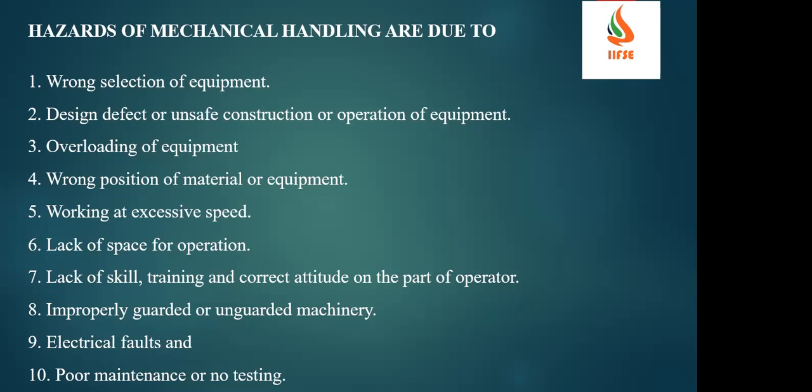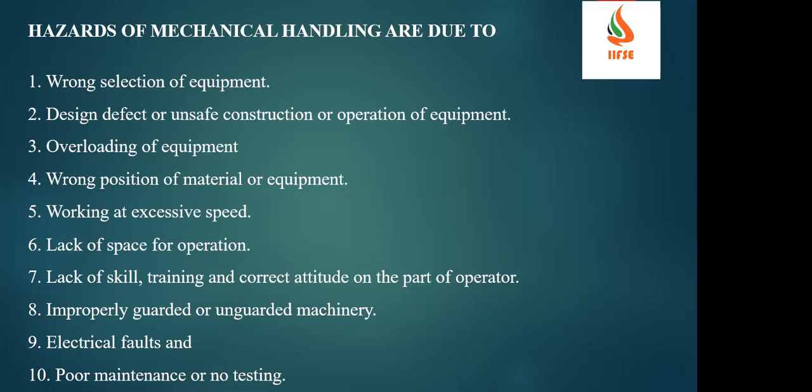For this point number 4, we can take forklifts as an example of wrong position of material. Sometimes the forklift operators, in a hurry or due to misjudgment or overconfidence, will load the job on the tip of the forks so that it may fall. Then working at excessive speed: one more example we can take from forklifts and other material handling equipment or trolleys. People run the forklift at excessive speed. At turnings or blind spots, there may be a chance of hitting others, or the forklift itself may not be able to control its turning radius.